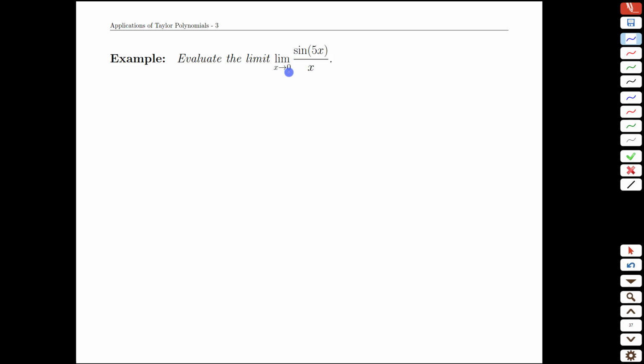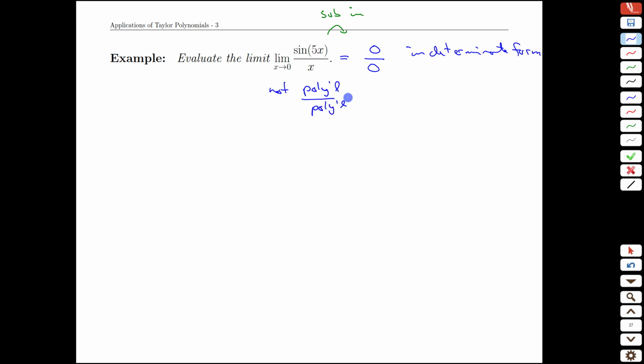The limit as x approaches 0 of sine of 5x over x. Again, we'll try the naive subbing in approach, and we'll see that we get a problem fairly quickly, which is sine of 0 is 0, and as x approaches 0, x approaches 0. That is, again, an indeterminate form. So we have to do more work. We first note that this is not a rational function. This is not a polynomial over a polynomial. So our earlier techniques of canceling or dividing by the highest power of x definitely will not work here.